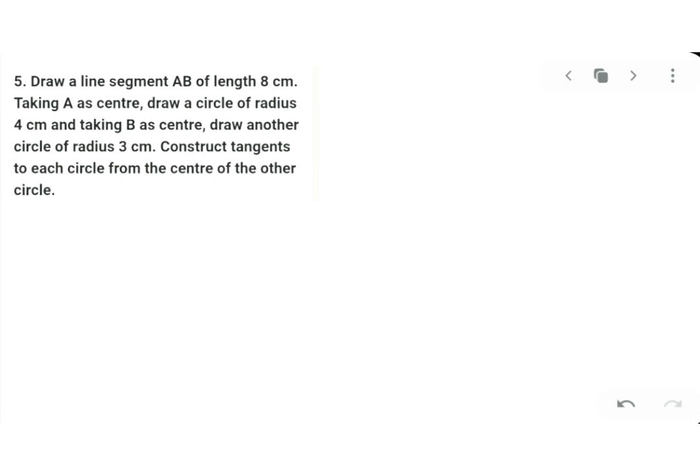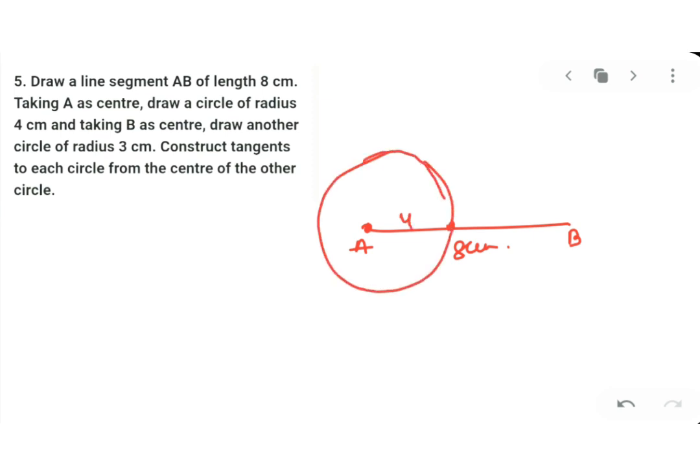Let's see what problem number 5 says. It says you have to draw a line segment AB of 8 centimeter. So I will plainly draw a line segment AB of 8 centimeter. Further it says, taking A as a center, draw a circle of radius 4 centimeter, and taking B as a center, draw another circle of radius 3 centimeter. Okay, so I'll take A as a center and radius 4, I'll make a circle, and then I'll take B as a center and radius 3, and I'll make a circle. So I got two nice circles.